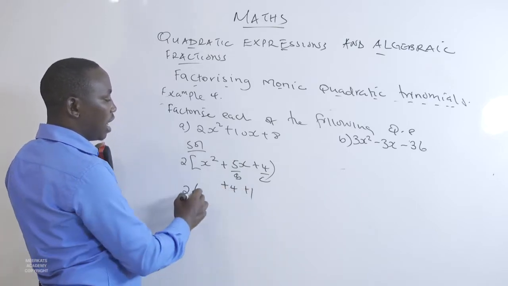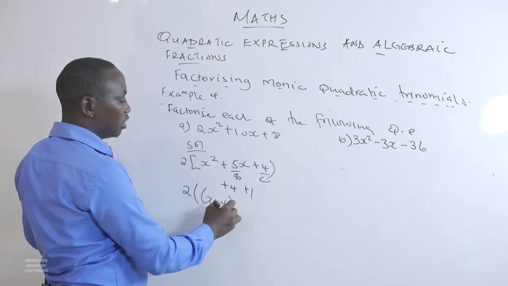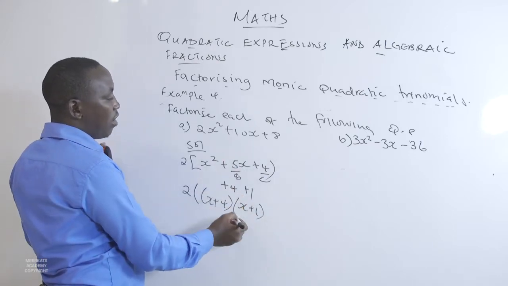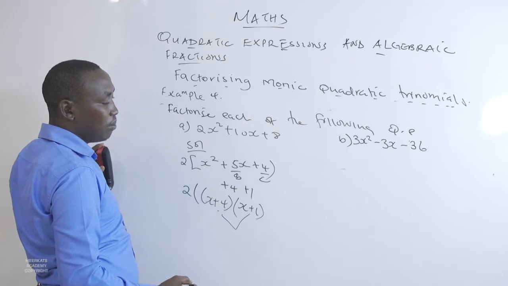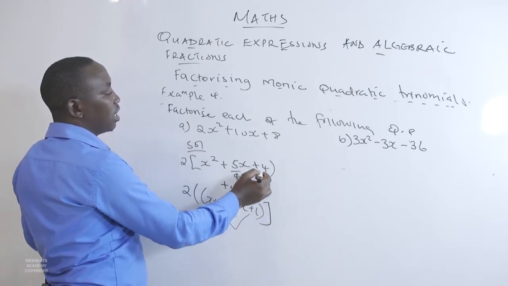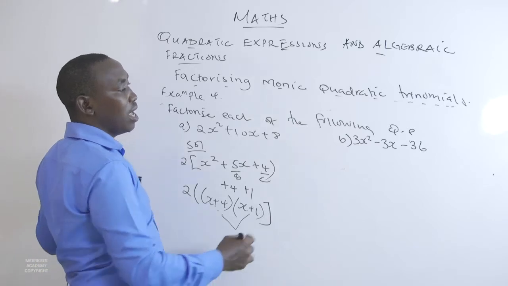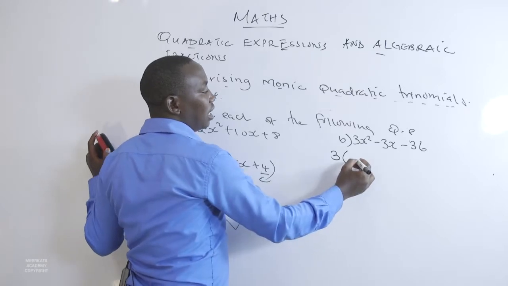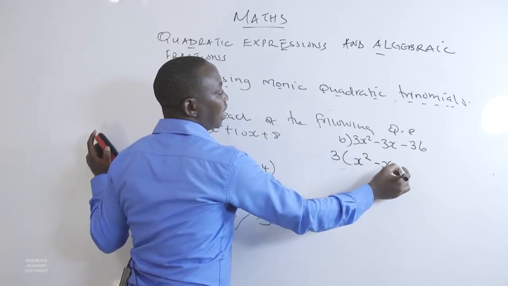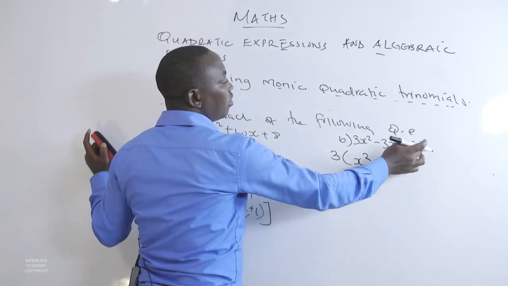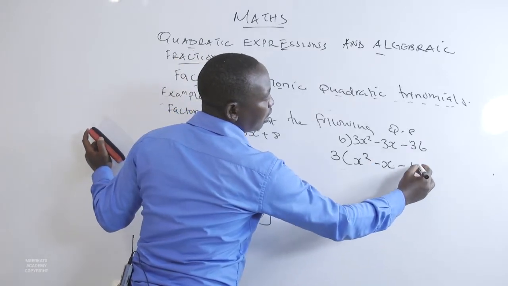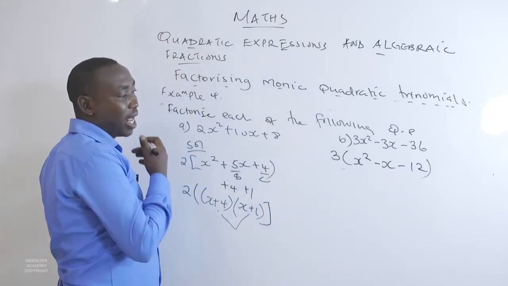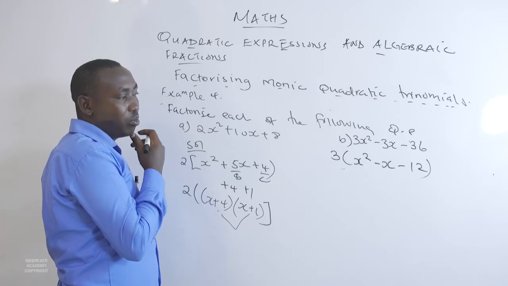So that means inside the bracket, we're going to have x plus 4, and in the other bracket, x plus 1. And you discover that the signs are going to be the same, that is positive, simply because there was a positive c. With part c, we need to factor out 3, and this will give us 3 into x squared minus x minus 12, since 3 goes into 36 12 times.